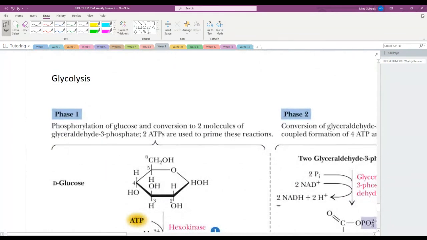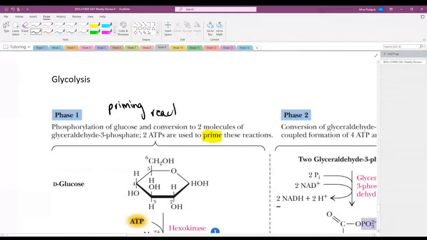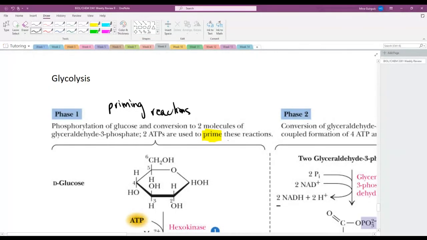So I'm going to start off by saying we know glycolysis is 10 reactions. I think I've said it 4 times at this point. However, glycolysis is also split into 2 phases. The first phase says the phosphorylation of glucose and conversion to 2 molecules of glyceraldehyde 3-phosphate. 2 ATPs are used to prime these reactions. These are the priming reactions of glycolysis. This is the preparatory half.